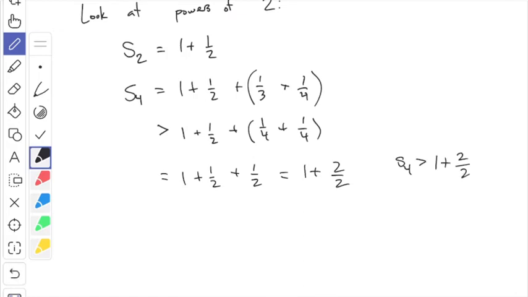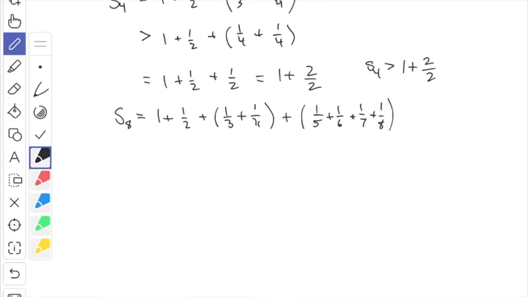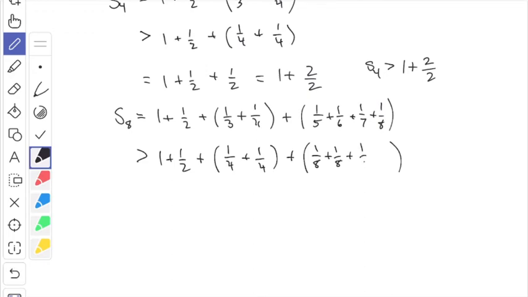Okay, what about S8? I said I was just going to look at the powers of 2. S8, all right. I'm going to group them again. This time I group together all the new ones: 1/5 plus 1/6 plus 1/7 plus 1/8, right? And I'm going to do the same trick where I replace denominators with bigger numbers. So this is greater than... I leave the first two the same. In this first grouping of parentheses, I'm going to go to fourths again. And then in the last grouping of parentheses, I'm going to make everything have 8 in the denominator: 1/8, 1/8, 1/8, 1/8. All right?